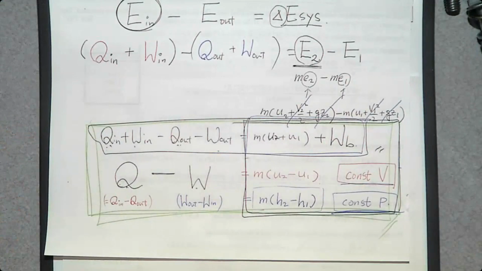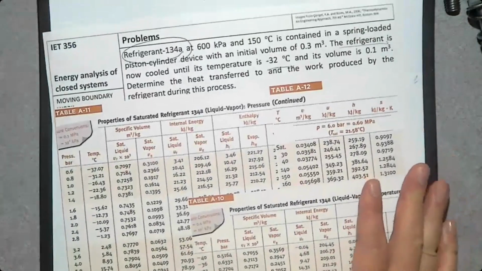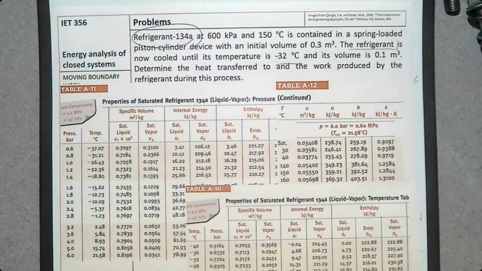So which one? Is it constant volume? No, it's a piston cylinder device. Is it constant pressure? We don't know. There's a spring, there's an external force. So maybe it's not a constant pressure process. There's no clue. Then this is the equation that we are going to use, the general one. Don't assume it's a constant volume or constant pressure unless we have clear evidence.